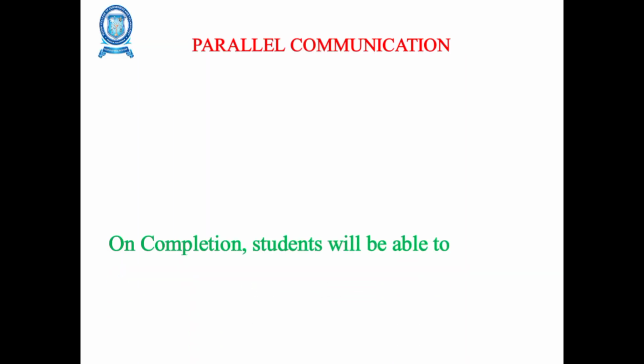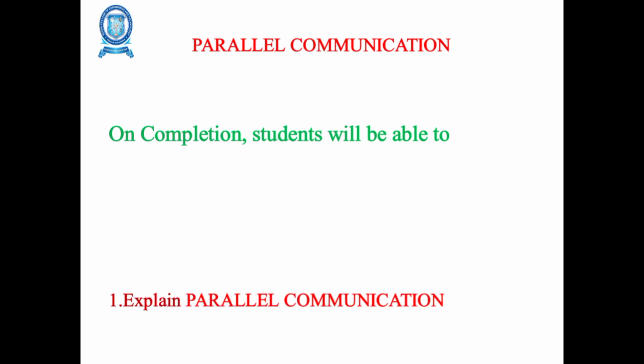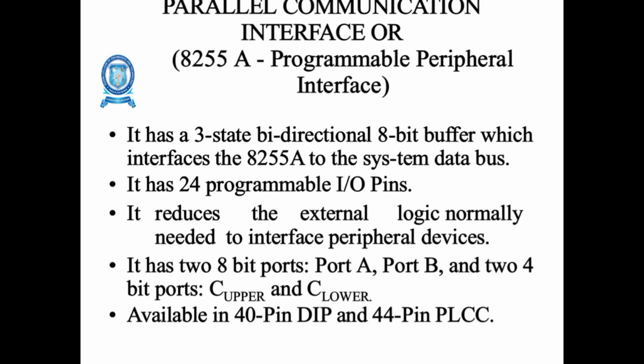So, parallel communication. On completion, students will be able to explain parallel communication. The parallel communication interface is the 8255A, a programmable peripheral interface. It has a three-state bidirectional 8-bit buffer, which interfaces the 8255A to the system data bus. It has 24 programmable input-output pins. It reduces the external logic normally needed to interface peripheral devices.